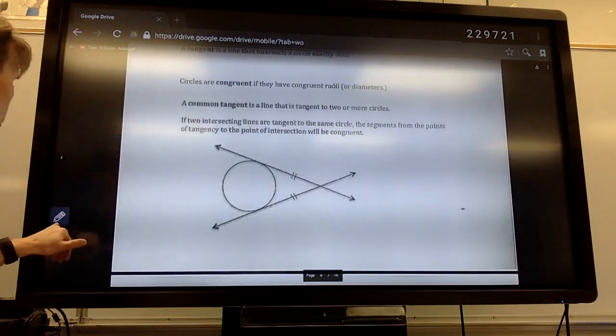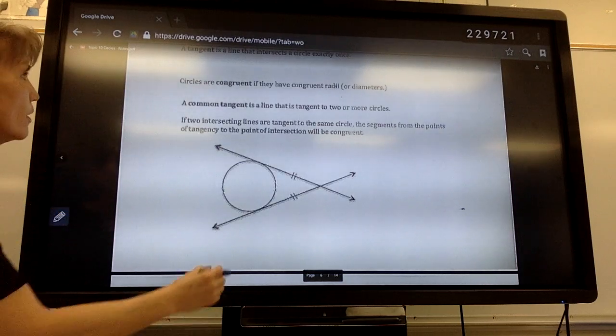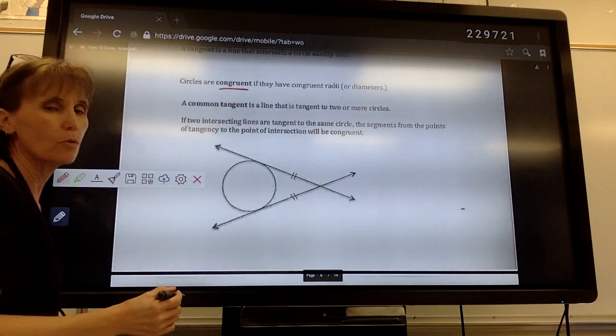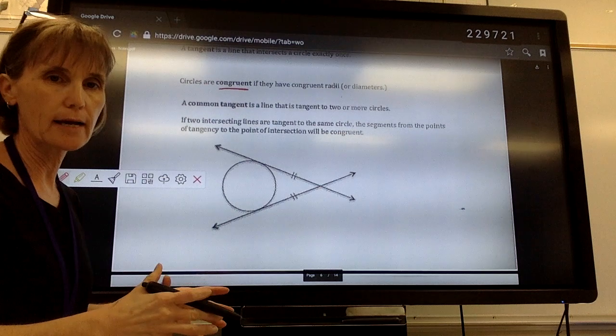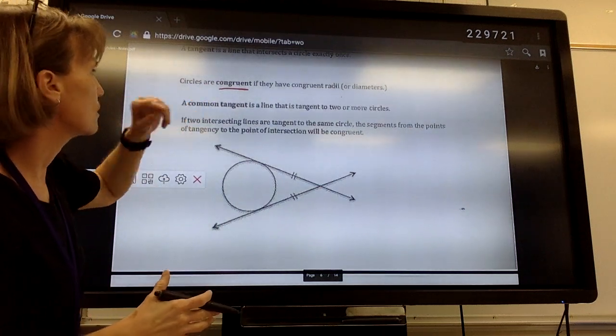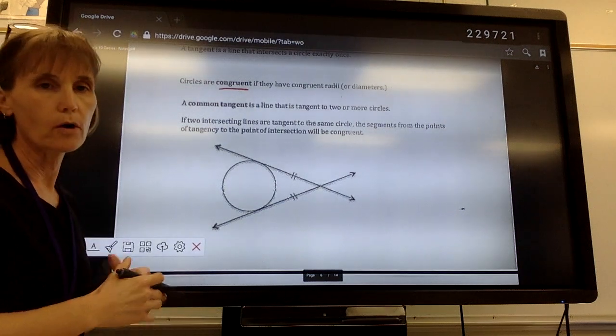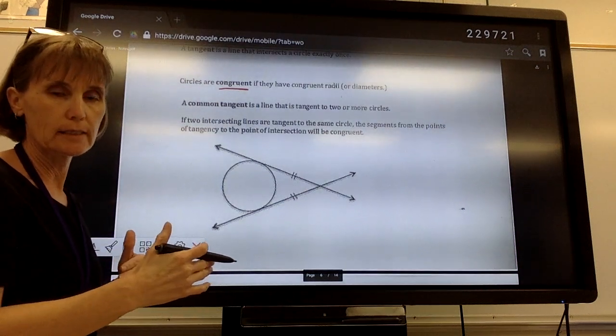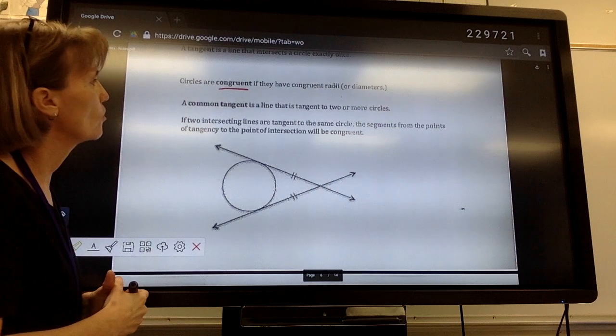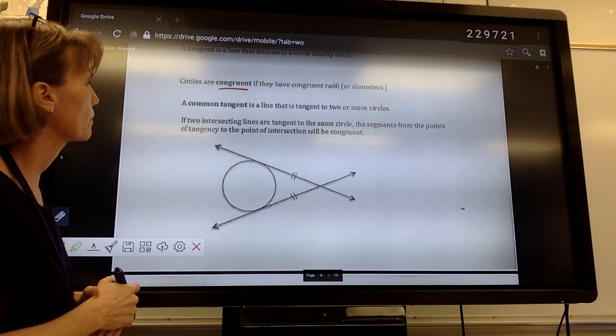Circles are congruent. We've seen that word before. To be congruent means to be equal. We saw congruent triangles where they're the exact same size. Congruent circles have congruent diameters, or the radius of each circle is the same. That would make the circles congruent.